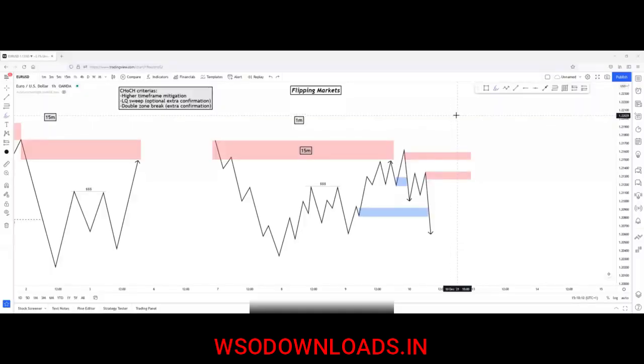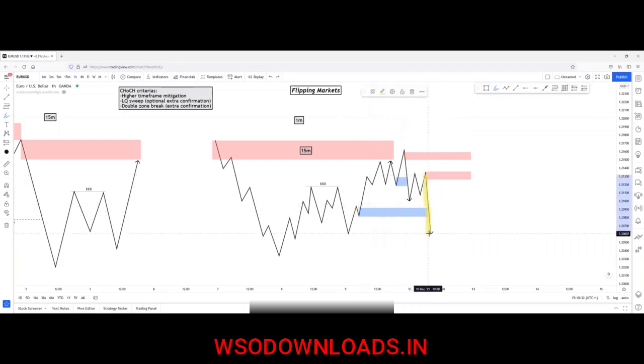Okay, let's see an example for the double zone break. So the scenario is the same. Price broke through the last demand zone, which is this one, and created this supply zone. After this, price started to do a pullback here, but it couldn't mitigate the upper zone. Instead of mitigating the upper zone, it created liquidity. And after the liquidity creation, it broke through the next demand zone, which is this one.